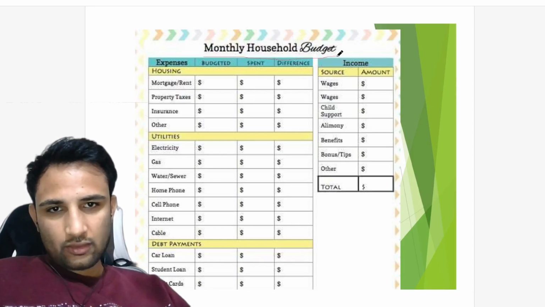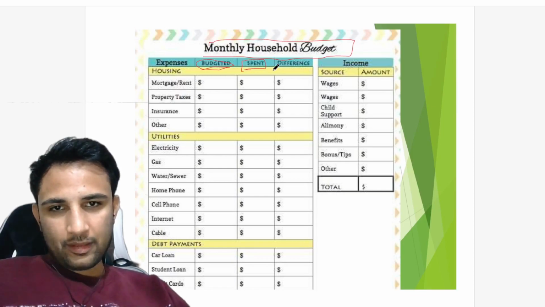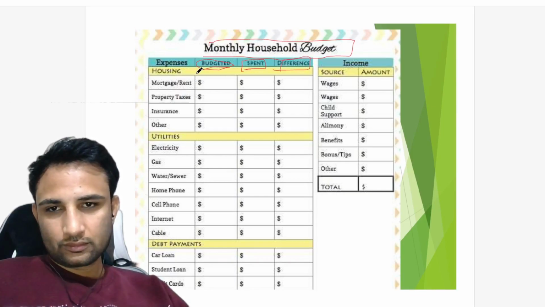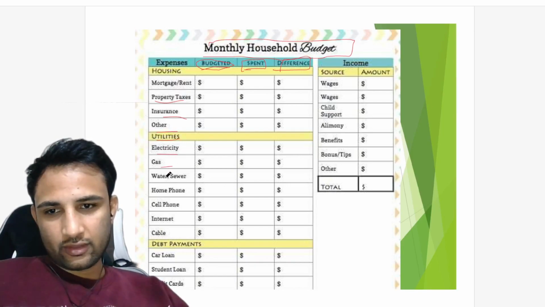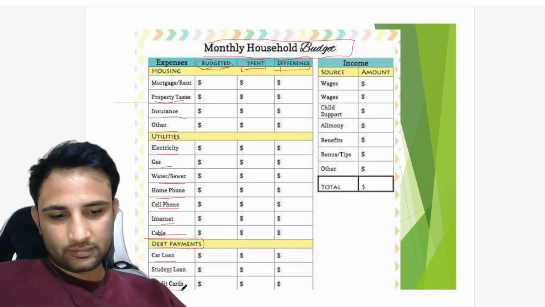So this is a sample monthly household budget which a person can fill. Here we have expenses, then the allocated budget that we made, then what we actually spent in real time, and this is for the difference. For the housing category we have mortgage or rent, property taxes, insurance, and other expenses. For utilities, we have electricity, gas, sewer, water, home phone bill, cell phone bill, internet bill, cable. And for the debt payments category, we have car loan, student loan, and credit cards.